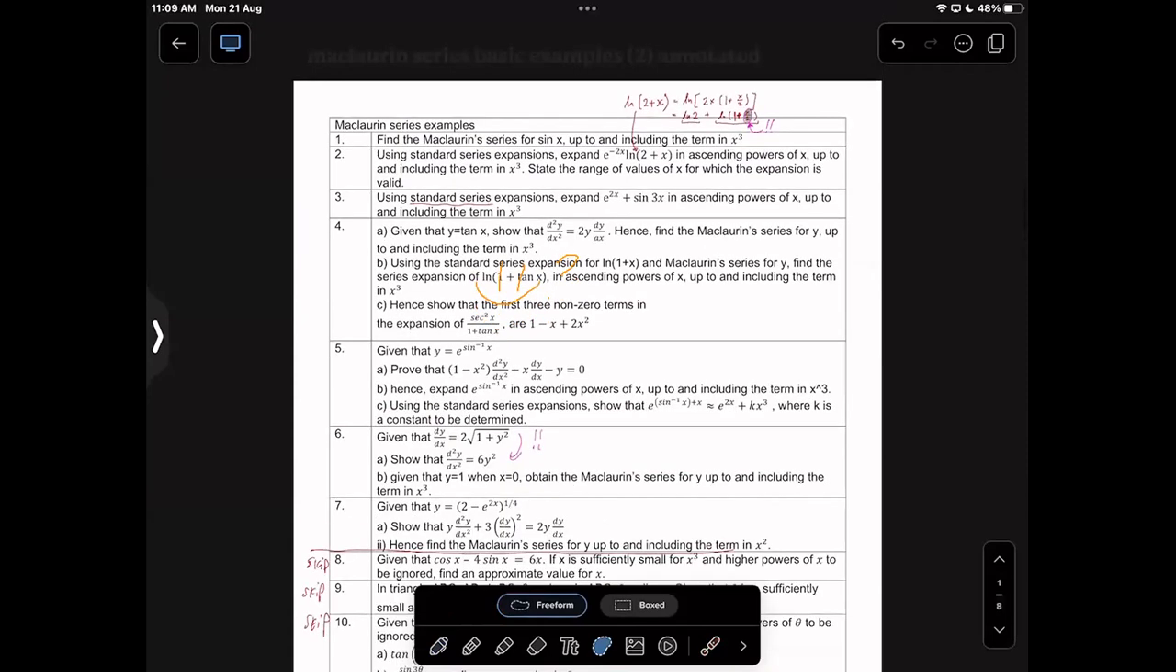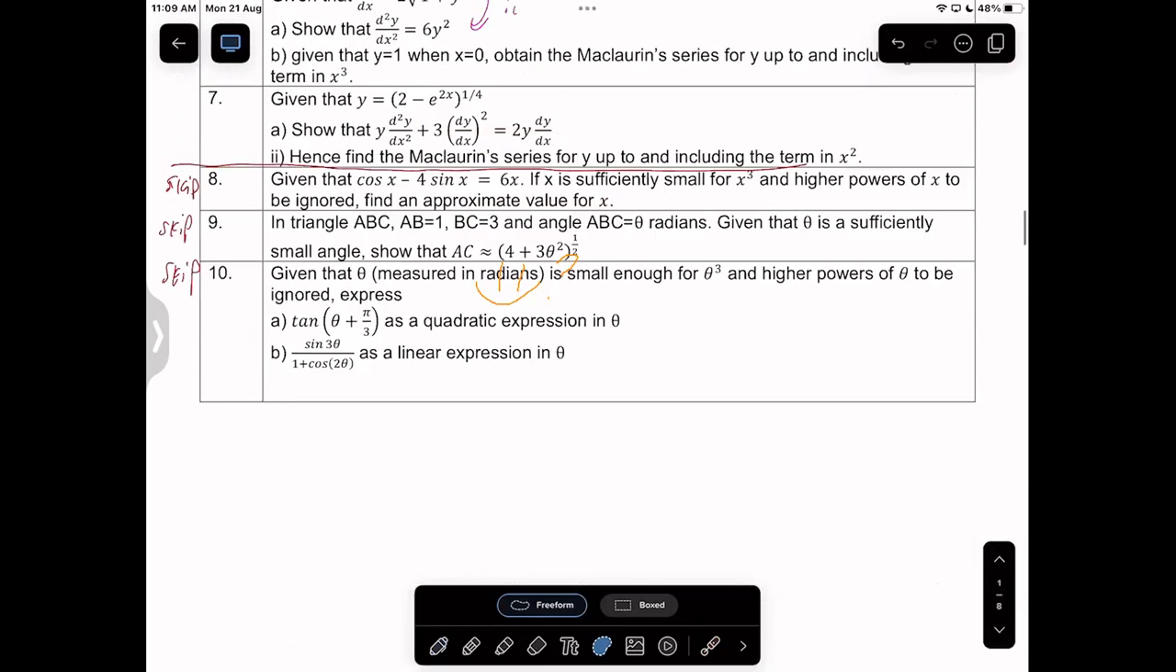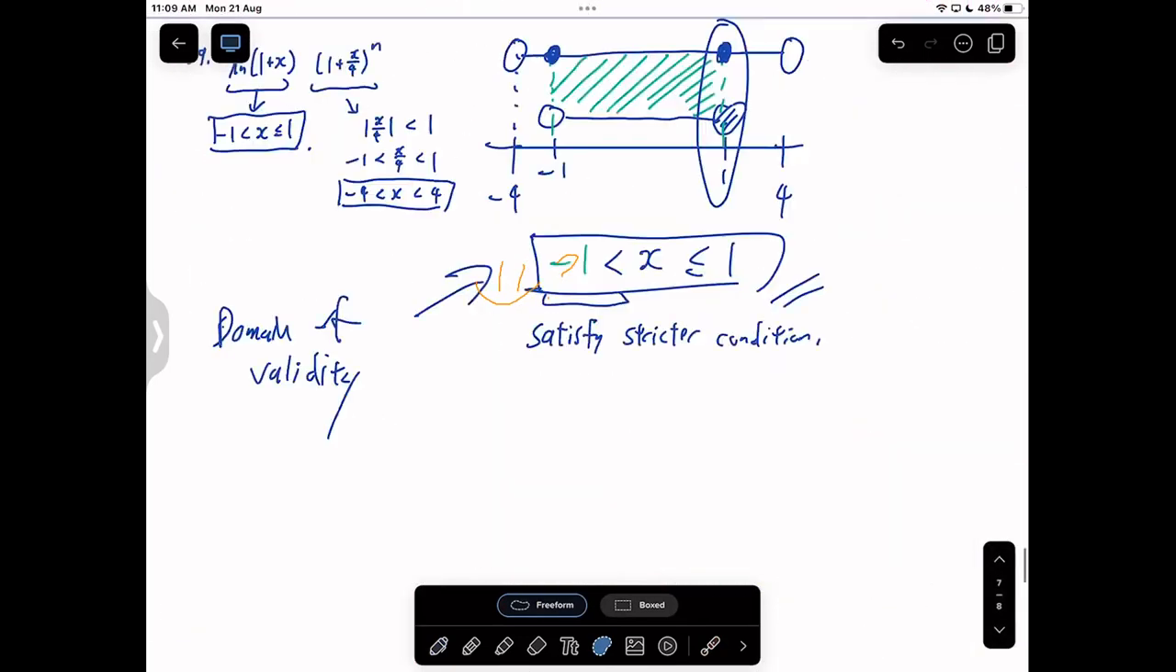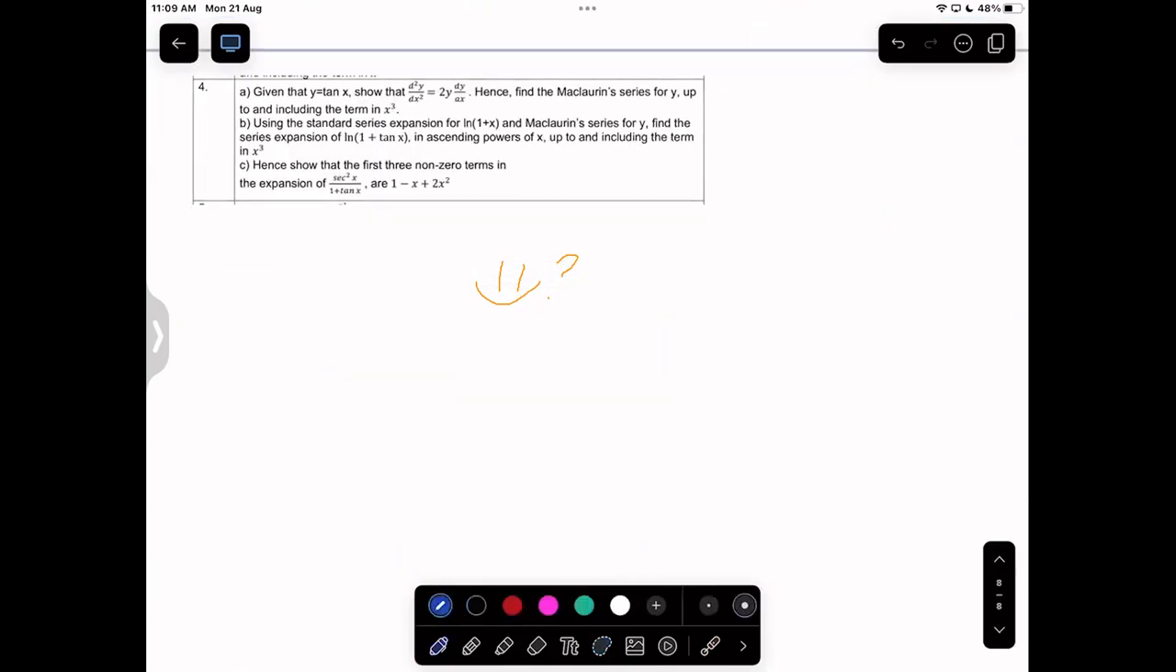Question: using standard series. I think this one you can try as homework. Then for question 4, this one. Let's try this a bit more long-winded question. Given that y equals tangent x, show that d2y dx squared equals 2y times dy dx.